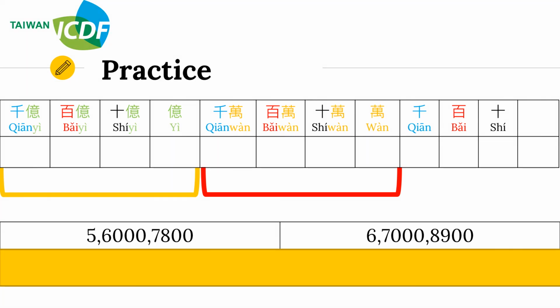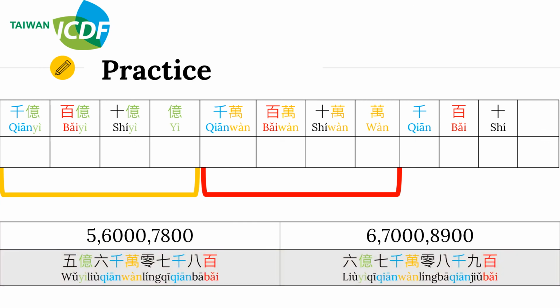Let's do some practices together. There are several numbers below. Please transcribe them into Mandarin. You could pause this video first if you need more time. The answers are 5亿6千万零7千800, 6亿7千万零8千900.